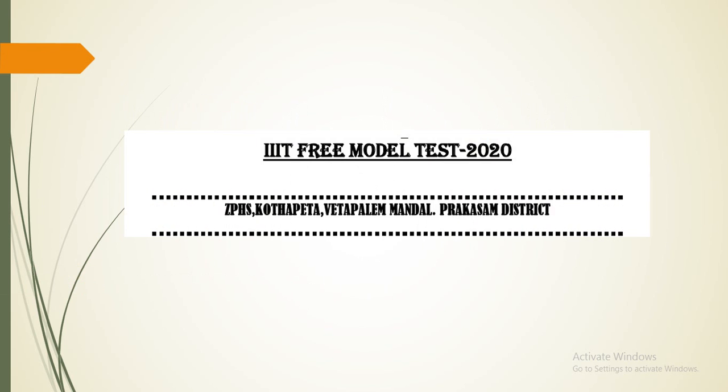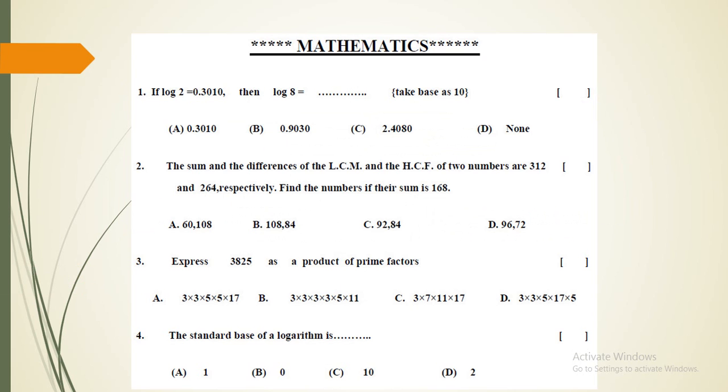Now this question paper is given by ZPHS Kottapeta, Vetapalem Mandal, Prakasam district. Starting with the first question: log 2 is equal to 0.3010, then find the value of log 8. We know 8 can be written as 2 power 3. So log 2 cube can be written as 3 into log 2 by using the power law. So 3 into log 2 value, 0.3010. When I multiply with 3, I get 0.9030.